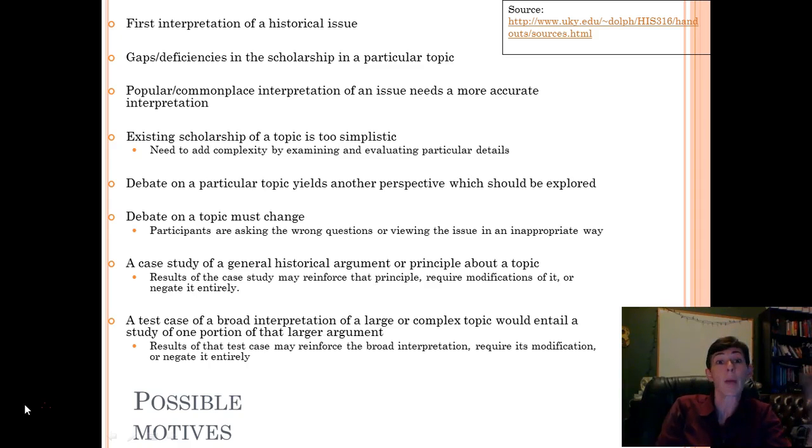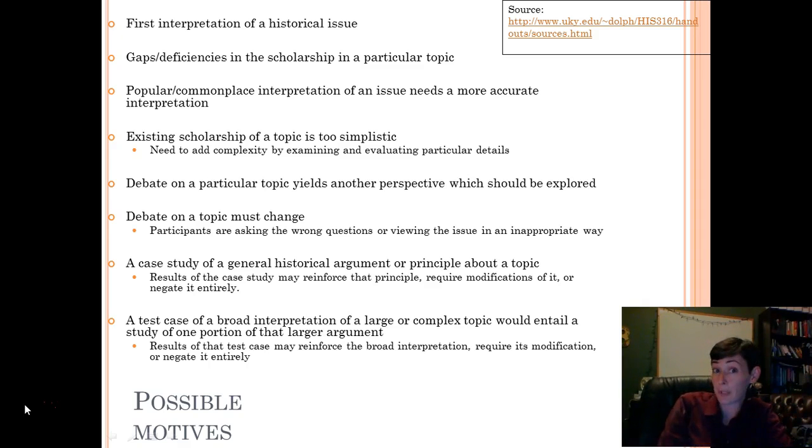Maybe there's a popular or commonplace interpretation of a topic that needs a more accurate interpretation. Maybe this is the accepted historical view, but new evidence has come to light, or the evidence has been reviewed by later historians in a new light, and so now this calls for a new interpretation. Existing scholarship of the topic is perhaps too simplistic. It hasn't been evaluated or analyzed deeply enough.